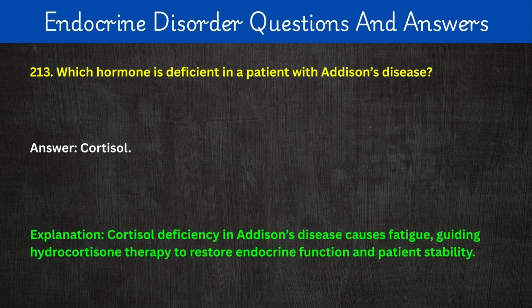213. Which hormone is deficient in a patient with Addison's disease? Answer: cortisol. Explanation: cortisol deficiency in Addison's disease causes fatigue, guiding hydrocortisone therapy to restore endocrine function and patient stability.